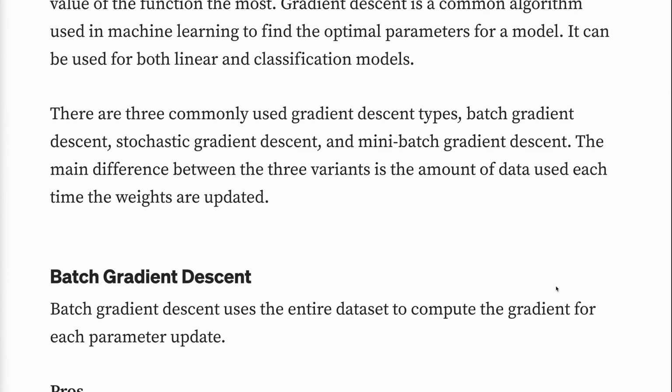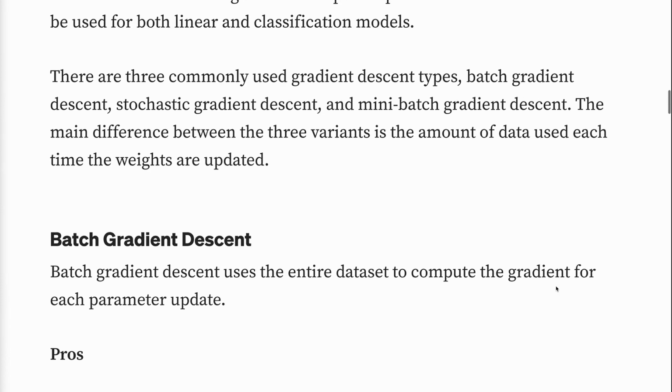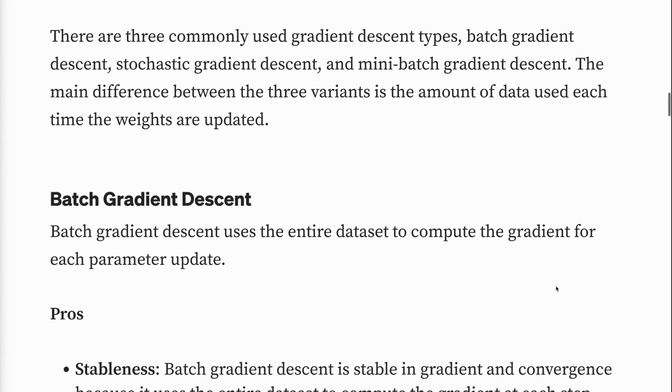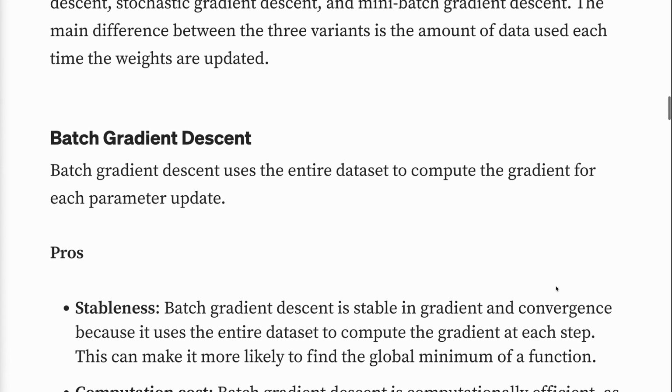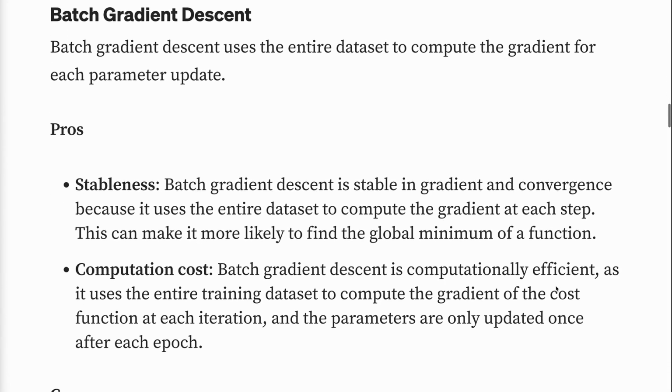There are three commonly used gradient descent types: batch gradient descent, stochastic gradient descent, and mini-batch gradient descent. The main difference between the three variants is the amount of data used each time the weights are updated. Batch gradient descent uses the entire dataset to compute the gradient for each parameter update.